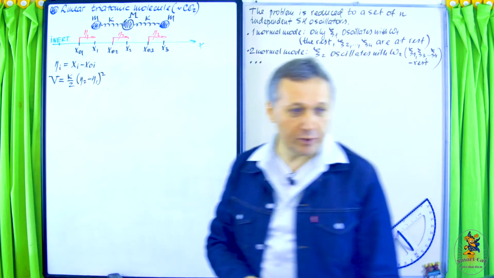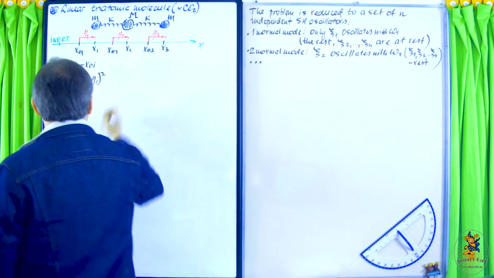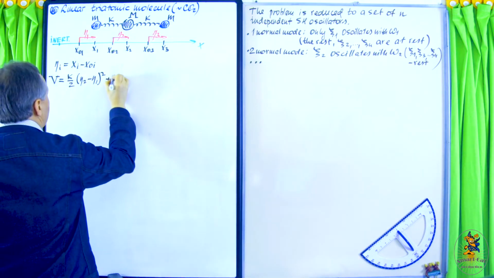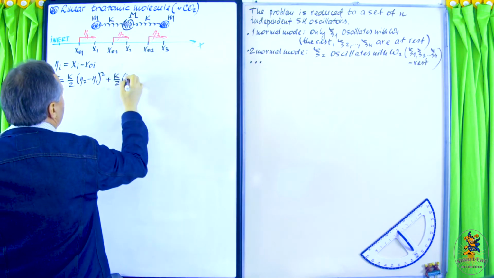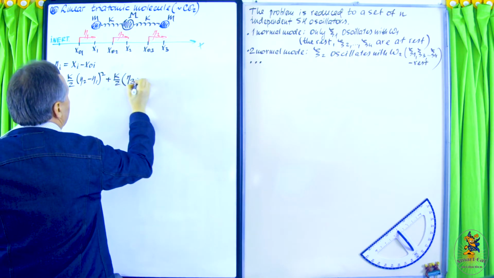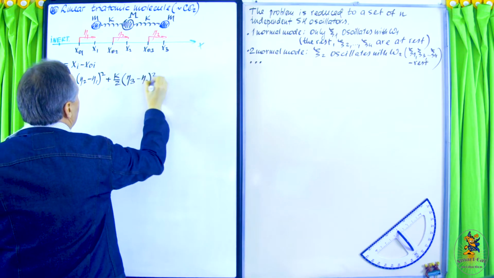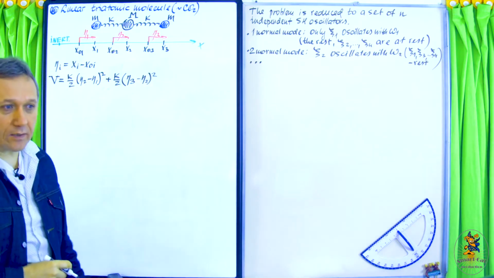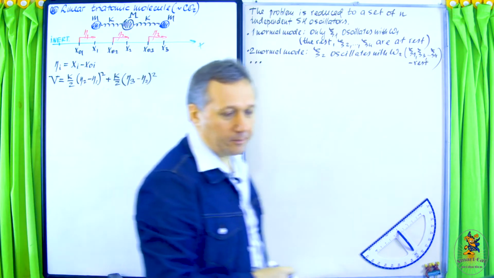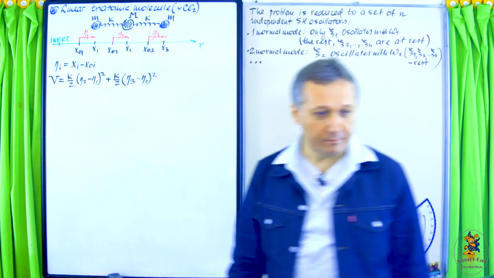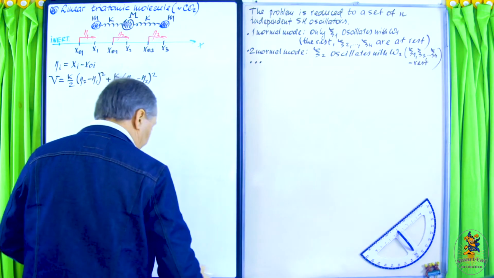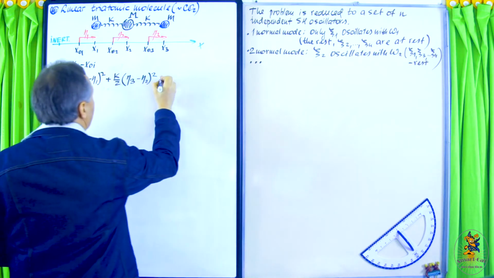Now, similarly, we need to write for the second spring. Plus, again, k over 2 times eta 3 minus eta 2 squared. You can write eta 2 minus eta 3 squared, it doesn't change the game. Anyway, it's squared.